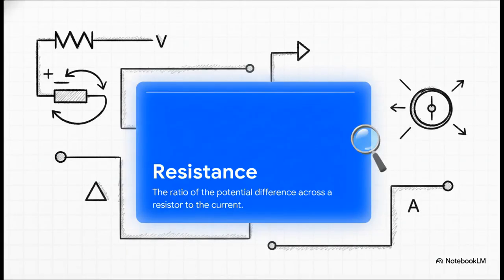And finally, we have resistance. The guideline officially defines resistance as the ratio of the potential difference across a resistor to the current in the resistor. This definition gives us the very famous relationship R equals V over I, which is measured in ohms, where 1 ohm is equal to 1 volt per ampere.